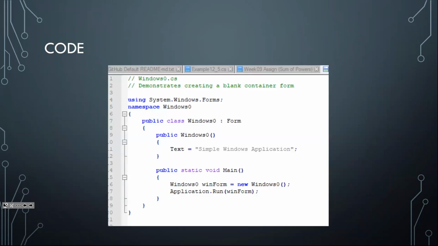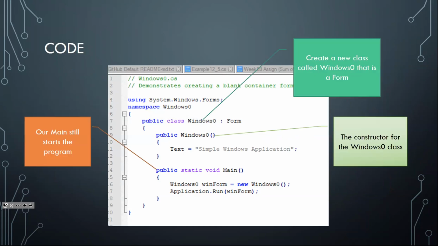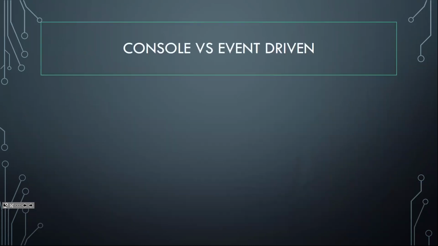So here's our code. Now this is a little different than what we would normally do, but this is just breaking it down to as simple as possible. Here's our class, Windows 0. Here's our constructor for Windows 0. All our constructor does is set the text property, and our main creates an instance of that Windows 0 form, running that constructor, and then displays it. So that would be the basic code that we would need to create a form display. If you download this presentation, you can look at all of those pop-up thingies.